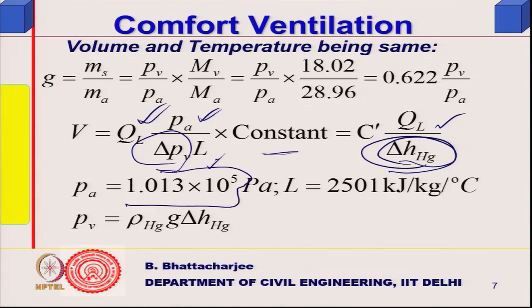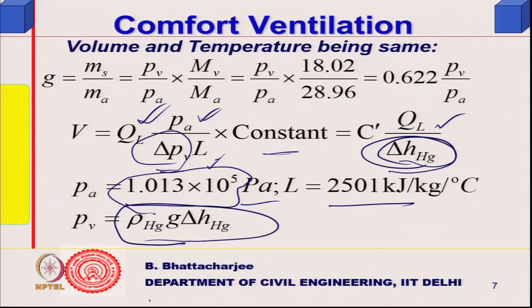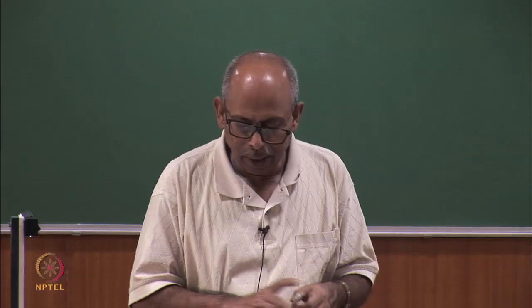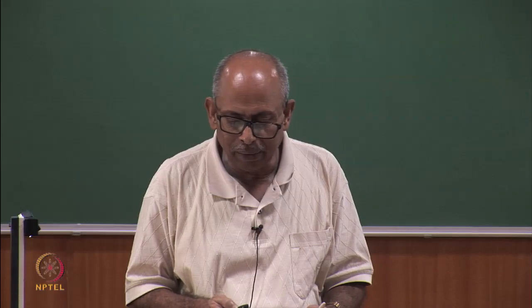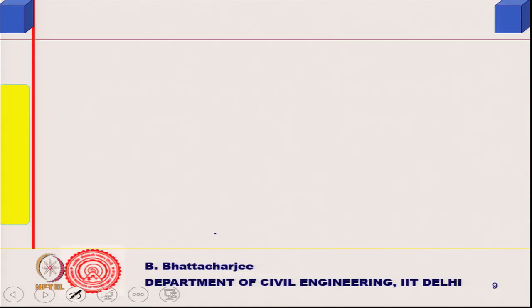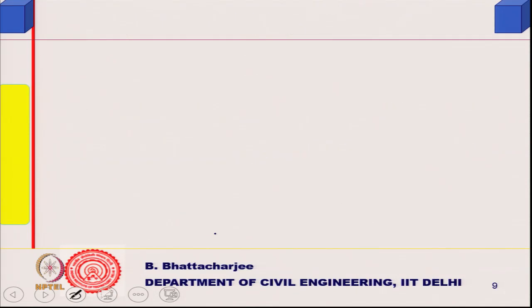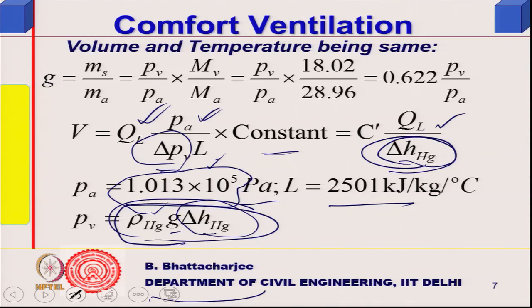Pa is atmospheric pressure in Pascal, L is 2510. So, one can get an expression for PV is equals to rho of mercury Hg G delta Hg, that is what is the PV, because it is a manometric head difference of vapor pressure outside and inside. So, therefore, PV can be expressed in this manner, and if you do that, delta Hg is the allowable vapor pressure difference in millimeter of mercury, and from this you can calculate out the V values.